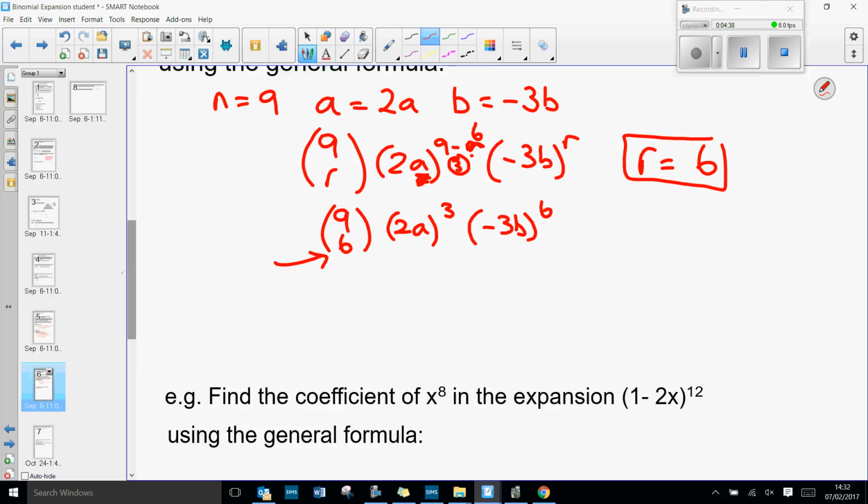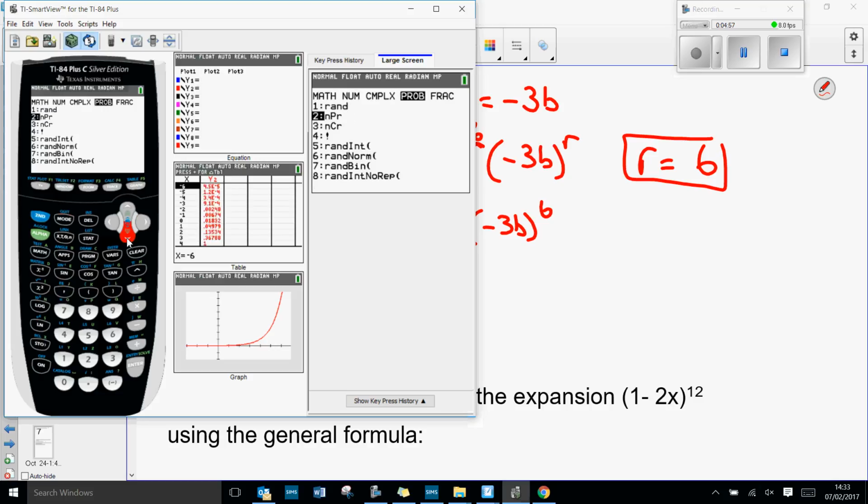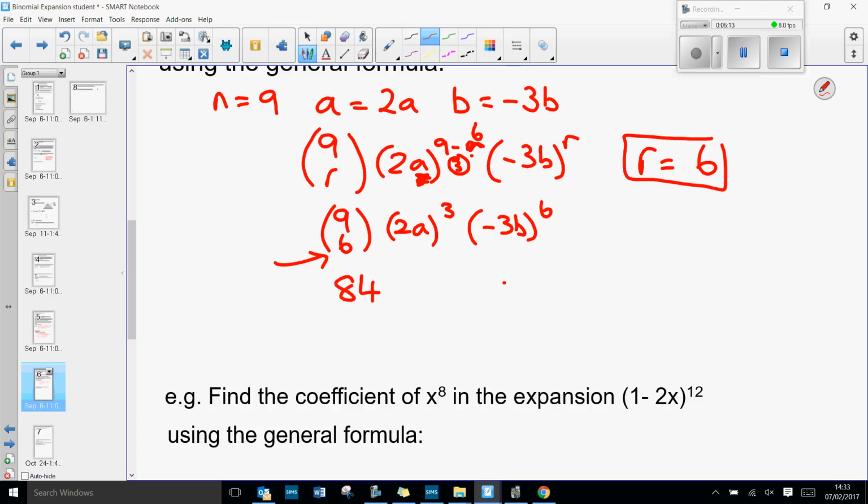Just 9 divided by 6. No, remember it's not 9 divided by 6. So we go across to prob, and we're finding nCr. Then this is 9 and 6. So that's the value of 84. We've got 9C6 gives us a value of 84.